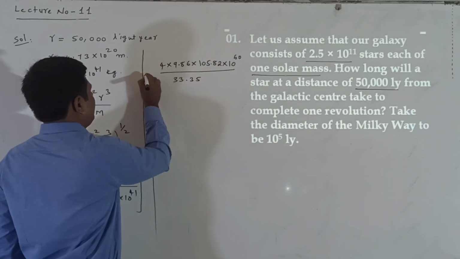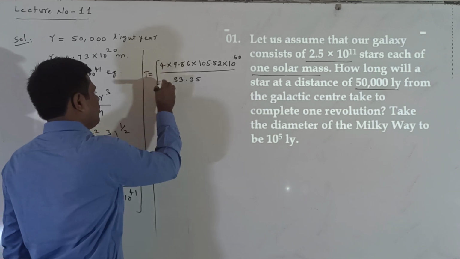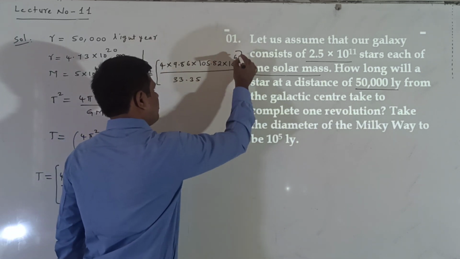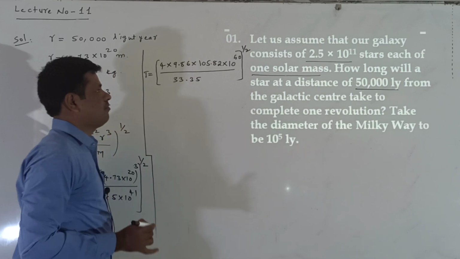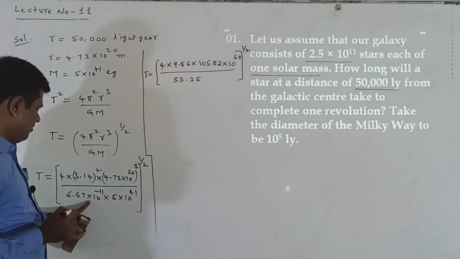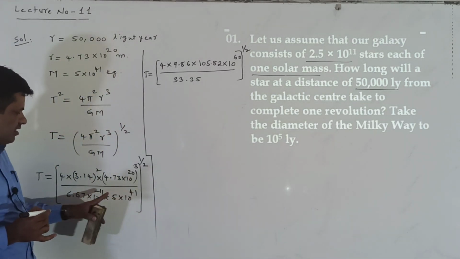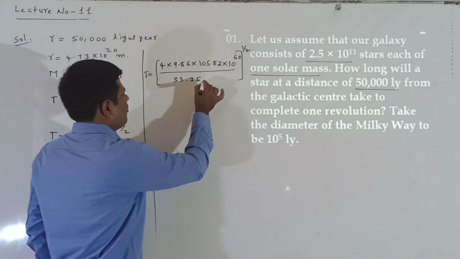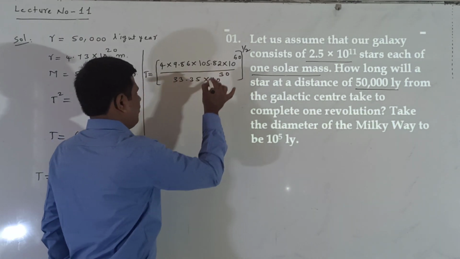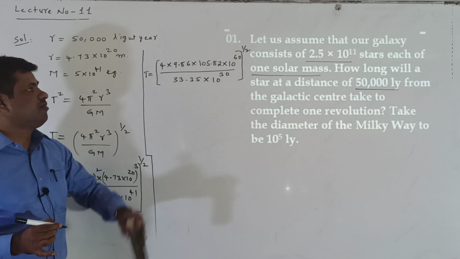This is the time period value, whole power of 1 by 2. Into, here again one value is there: 10 power of 41 minus 11 is equal to 10 power of 30, whole power of 1 by 2.